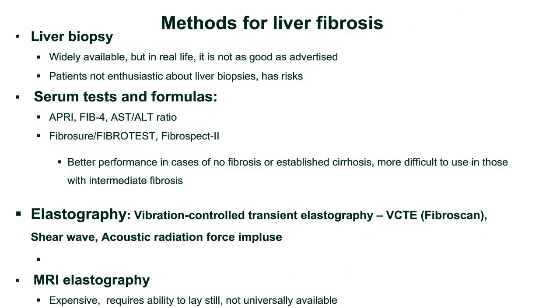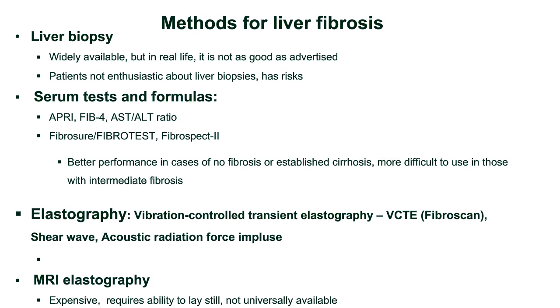So let's now talk a little bit, with that background, about the methods for liver fibrosis. Liver biopsy, as I showed you, is widely available, but in real life it doesn't perform as well as is advertised. And again, that's simply because of sampling and the quality of the liver biopsy. In addition, patients in this era are not enthusiastic about liver biopsies. They weren't enthusiastic in the previous interferon-based era either, but because the therapies were more difficult to tolerate, it was more important to get an assessment of the level of fibrosis prior to initiating a course of interferon or interferon and ribavirin that could last 6, 12, or even 18 months.